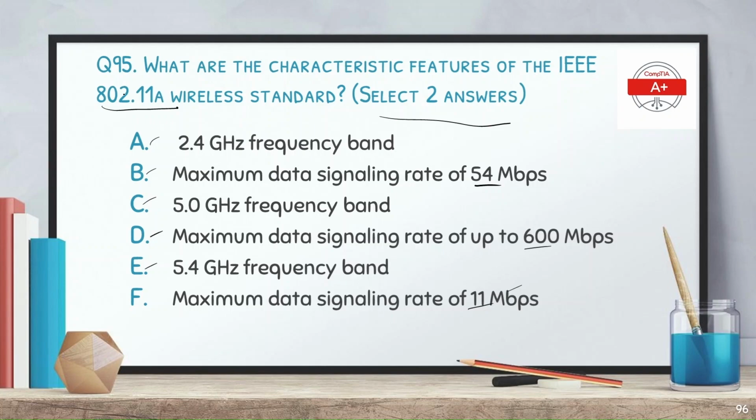And the correct options for 802.11a are that its maximum data signaling rate is 54 Mbps, and it basically uses the 5.0 gigahertz frequency band.